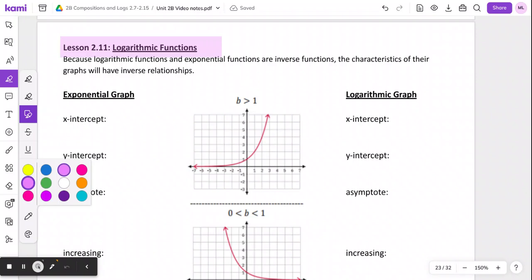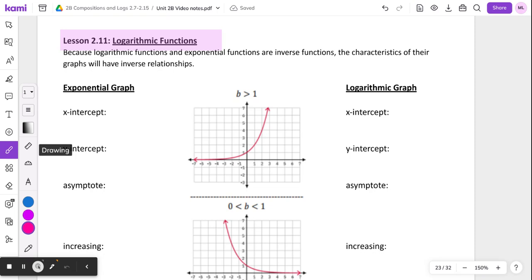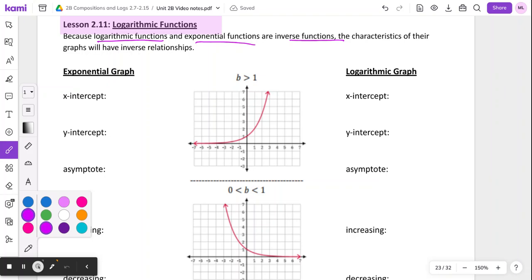All right, in this lesson, we're going to look at the graphs of logarithmic functions. Because they are inverses of exponentials, we're going to review the characteristics of exponential graphs and then see how those show up on a log graph. And because they're inverses, we just switch the x and y, so we'll have those relationships between them.